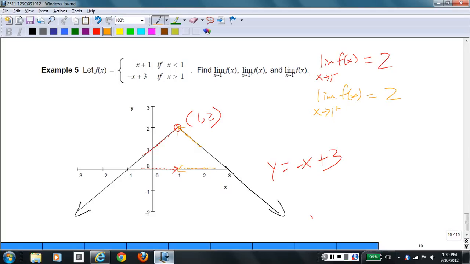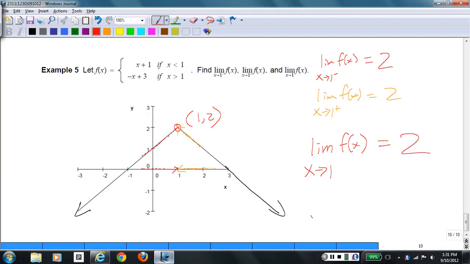What does this mean? That it has a limit. That the two-sided limit, the same limit that we talked about all the way up to today. The limit of f of x as x approaches 1 exists and also equals 2.